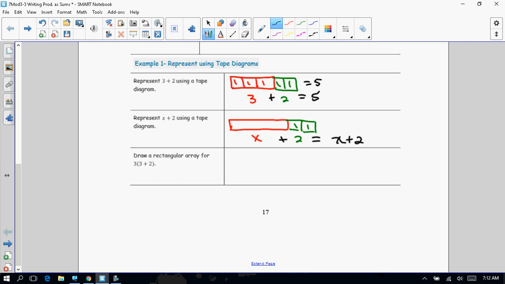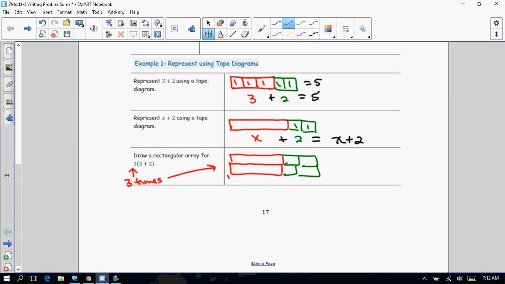All right, now it says to draw a rectangular array for 3 plus 2, but I'm multiplying it by 3. So I'm going to take my 3 plus 2, 3 plus 2 more. There's 3 plus 2 from up above, and it says I need to do this how many times? I'm going to do this 3 times. Okay, so I'm going to have 3 of them.